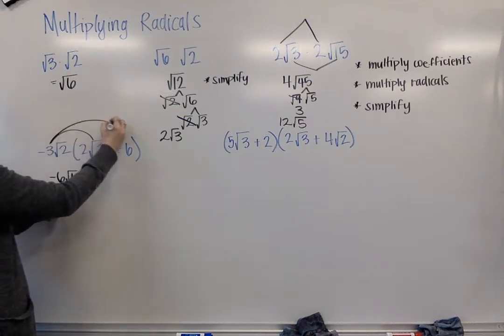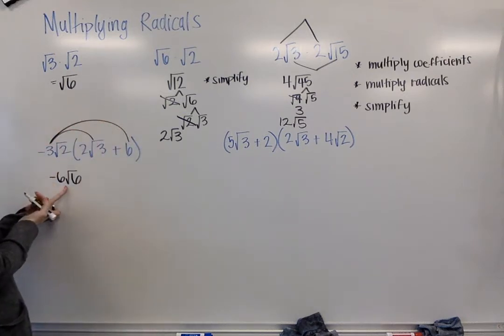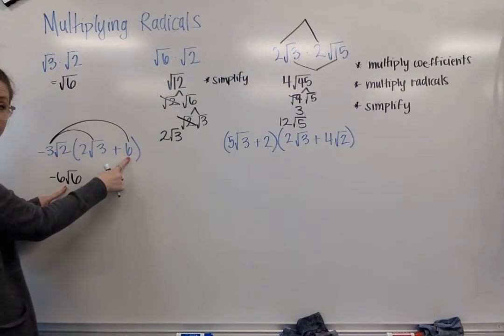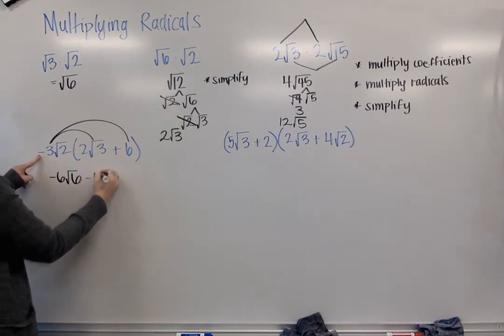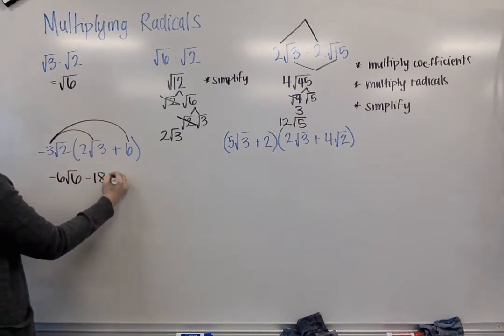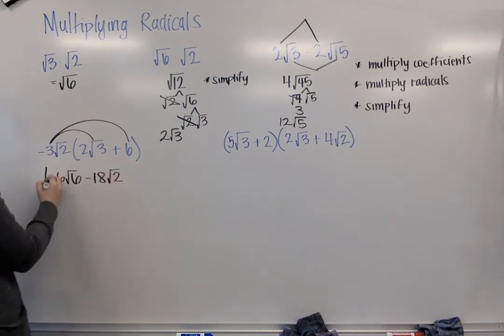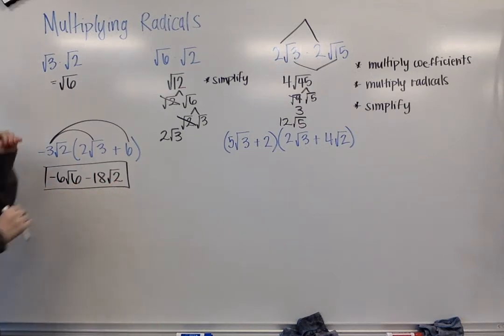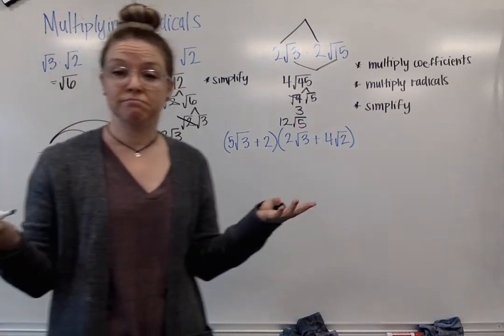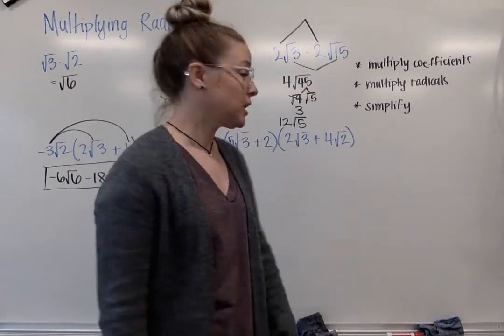Then I'm going to take negative 3 root 2 and I'm going to times that to 6. The 6 doesn't have a radical, so I'm just going to take negative 3 times 6, which is negative 18, square root 2. I can't simplify, my radicals don't match, so there's my expression. Just make sure I'm distributing.